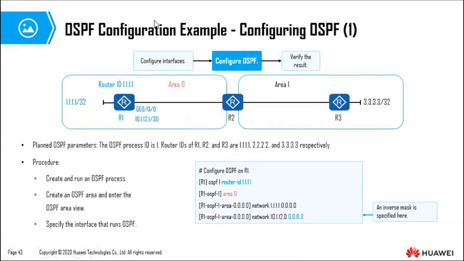So in configuring the OSPF, the procedure is to create and run the OSPF process. So here we are configuring the OSPF process 1, and we're also configuring the router ID of R1, right? Then we go ahead and specify the area 0. Then we advertise the networks or the interfaces using the commands. Look here. So we have, what?